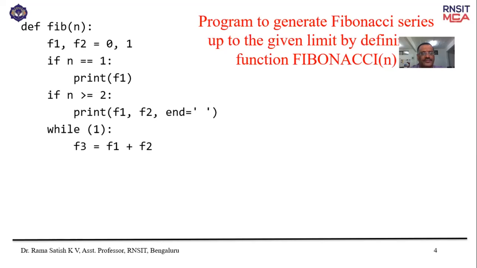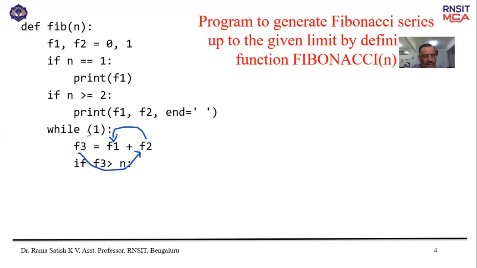And F3 has to shift to F2. So the shifting of numbers is very much necessary. This F2 has to shift to F1 in the next step and F3 has to shift to F2. So this should take place. That is the logic I think we have already learned in C programming. Okay.